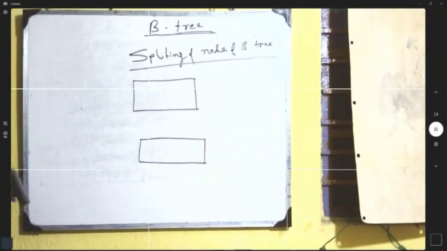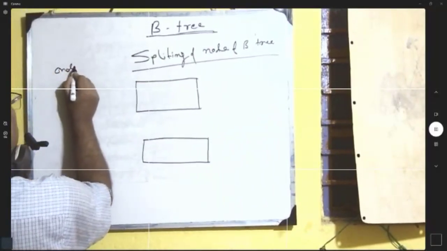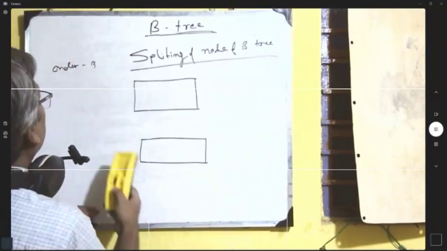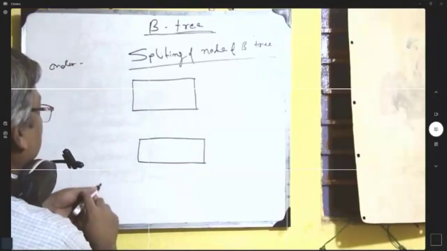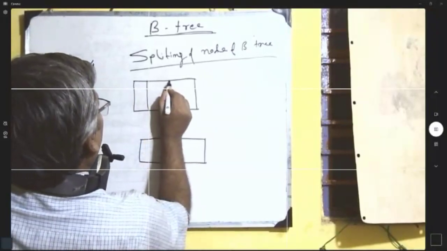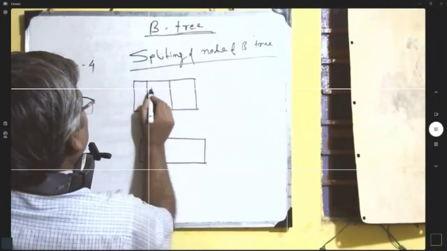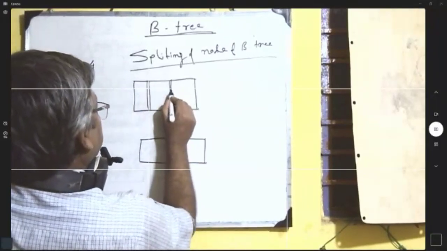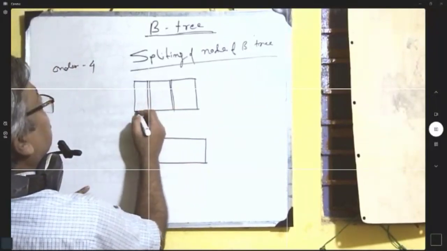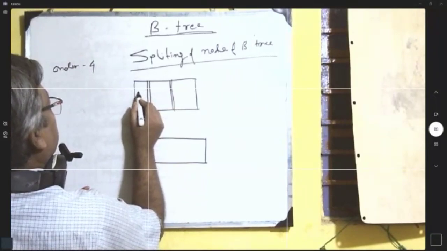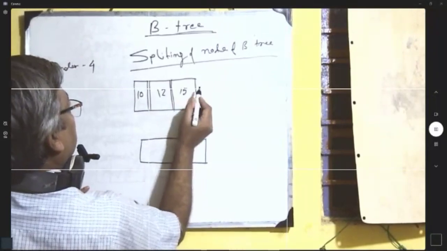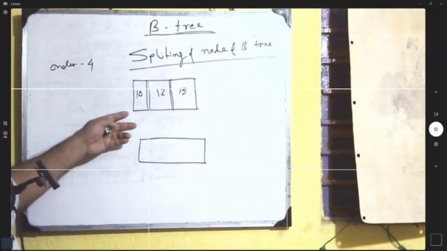Suppose the order of the B tree is 4. That is, more keys we can enter at this position. If the order is 4, then the number of keys is 3. Suppose these are the keys 10, 12, and 15. Three keys of this node are showing.